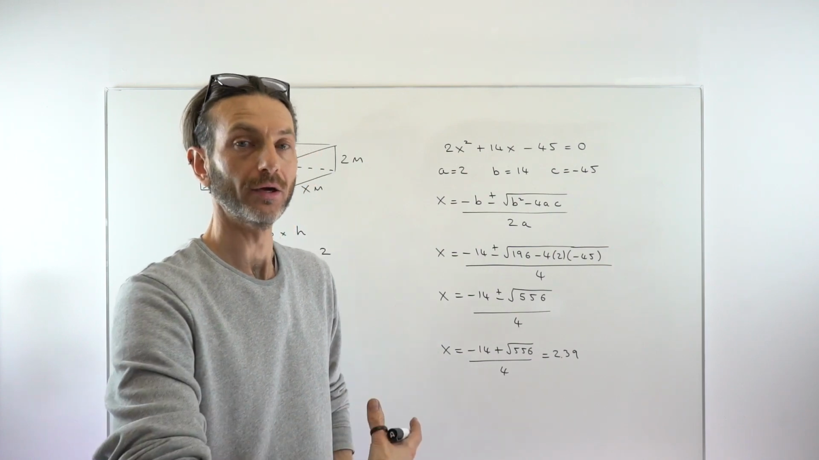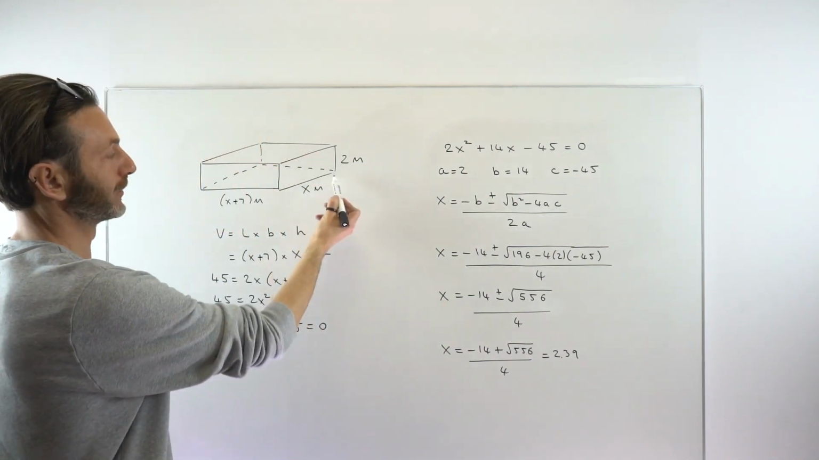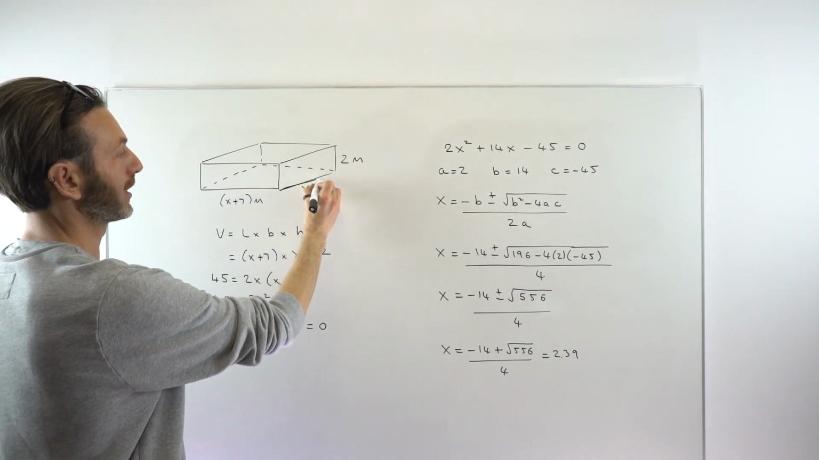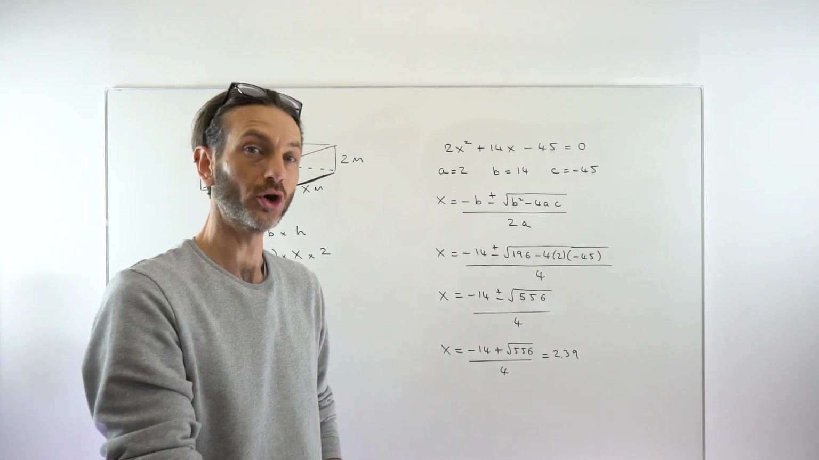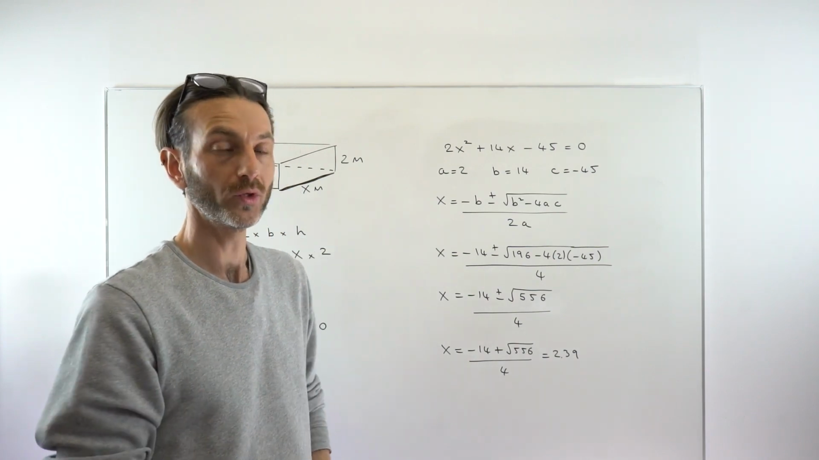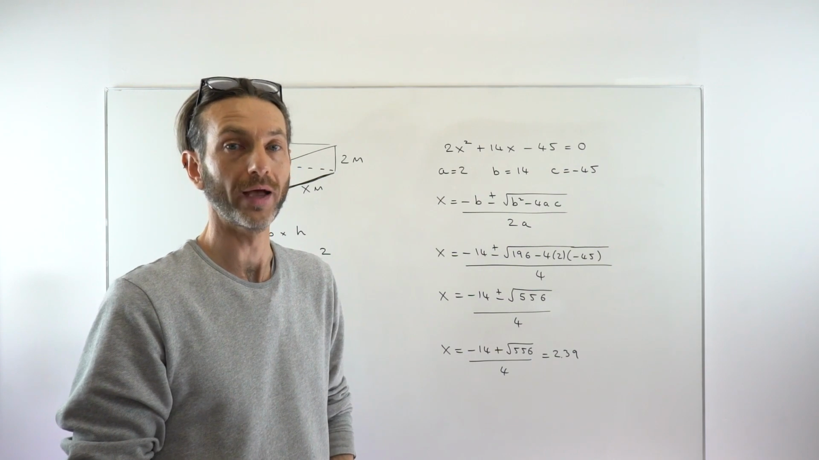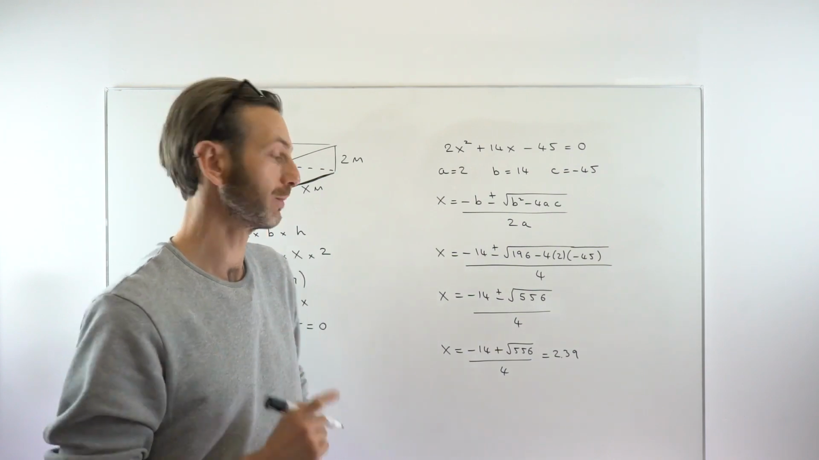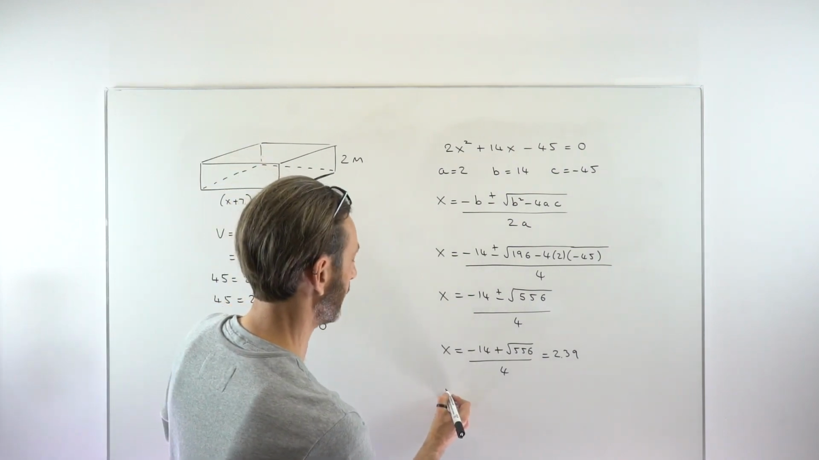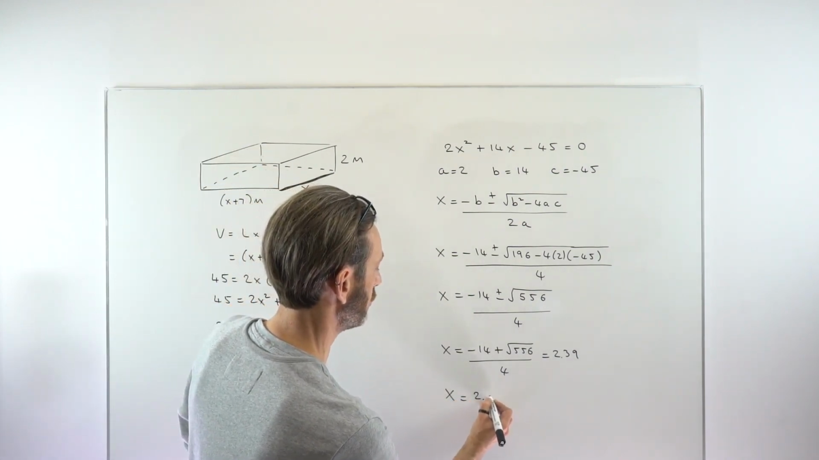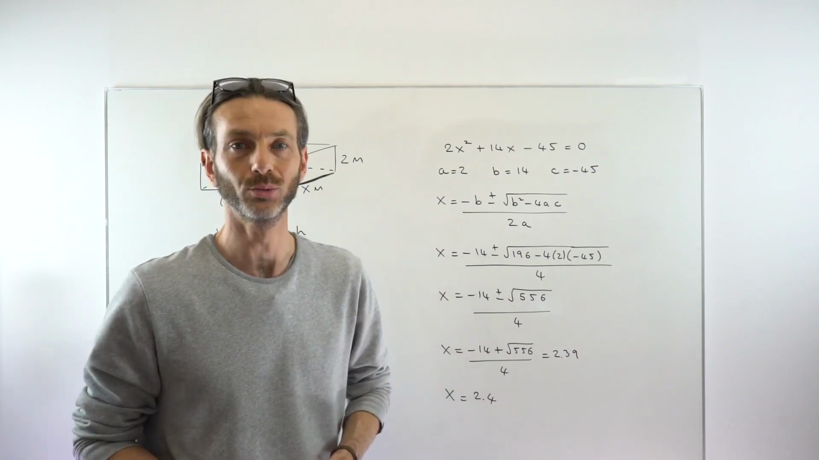But because it's negative, and x cannot be negative in this question because x is that length there, and obviously you can't have a negative length, we can discard that second solution. Because notice in the question they're asking for the value of x, not values, not plural, so there should only be one, has to be the positive. They're asking for it to be rounded to 1 decimal place, so x would be 2.4 to 1 decimal place.